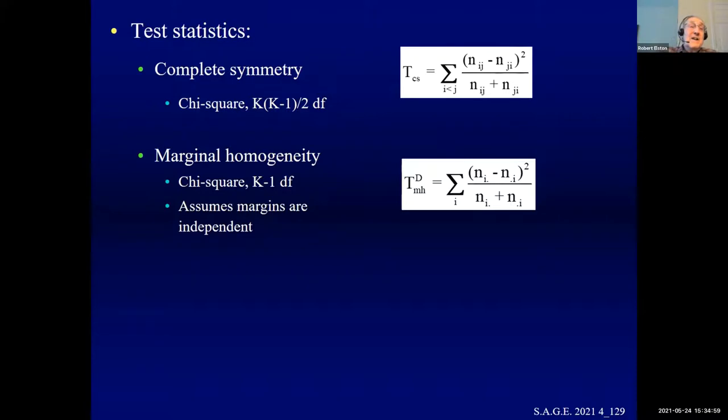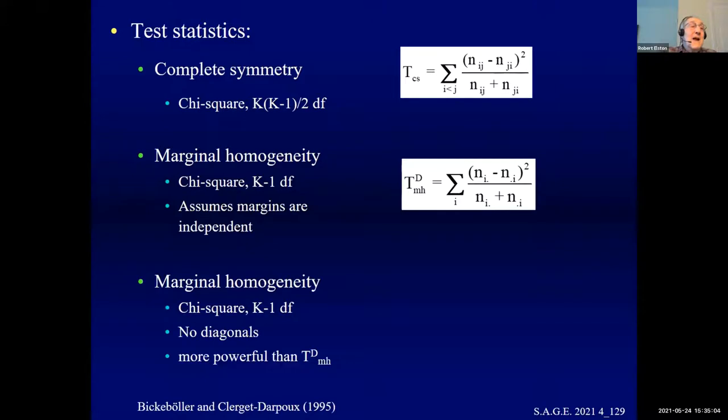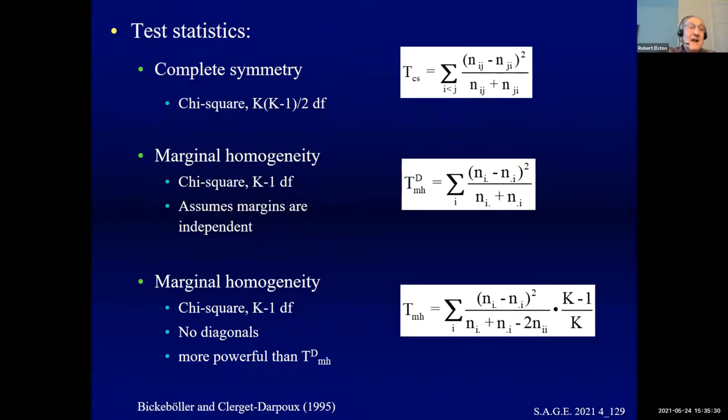We saw that, I think, on day 1, maybe day 2. I can't remember now. And for marginal homogeneity, you get a chi-squared with k minus 1 degrees of freedom. It's more powerful than this one, marginal homogeneity, for when you're looking at complete symmetry. That's basically, I believe, complete symmetry. This was shown by Bickeböller and Clerget-Darpoux in 1995. And you can do the marginal homogeneity just by doing this and multiplying by this correction factor.